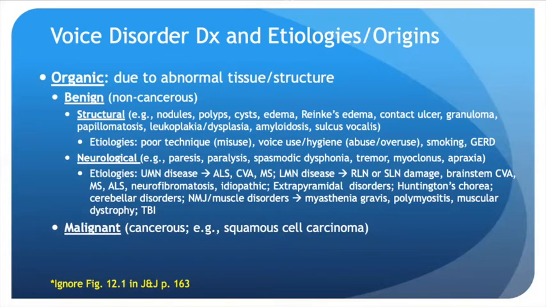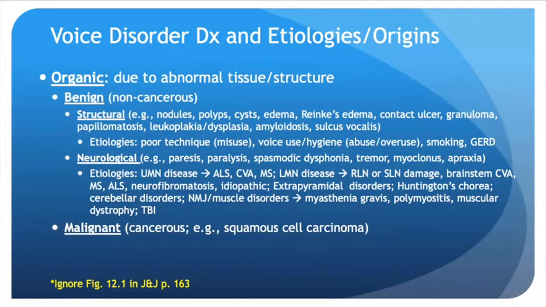Benign organic disorders can also be neurological. So things like paresis, so partial paralysis, spasmodic dysphonia, tremor, myoclonus, apraxia. And the etiology can be upper motor neuron disease, such as amyotrophic lateral sclerosis, a CVA, cerebrovascular accident, like a stroke, MS, multiple sclerosis. It can be a lower motor neuron disease, so recurrent laryngeal or a superior laryngeal nerve damage. It can be a brainstem stroke, MS, ALS, neurofibromatosis, idiopathic. Idiopathic meaning we don't know. I'm going to say that idiopathic means that we're idiots and we don't know what's going on.